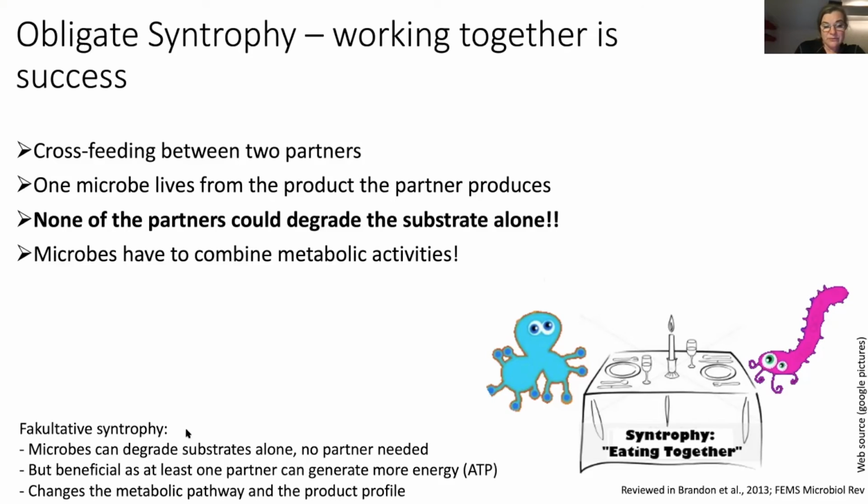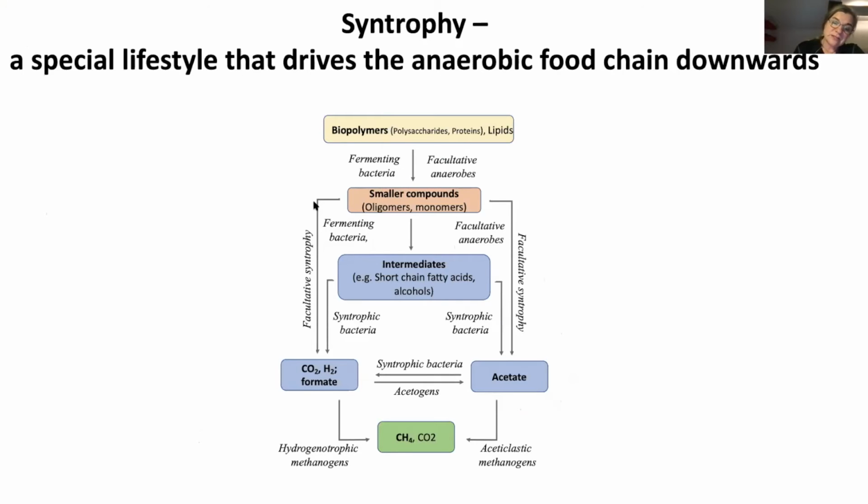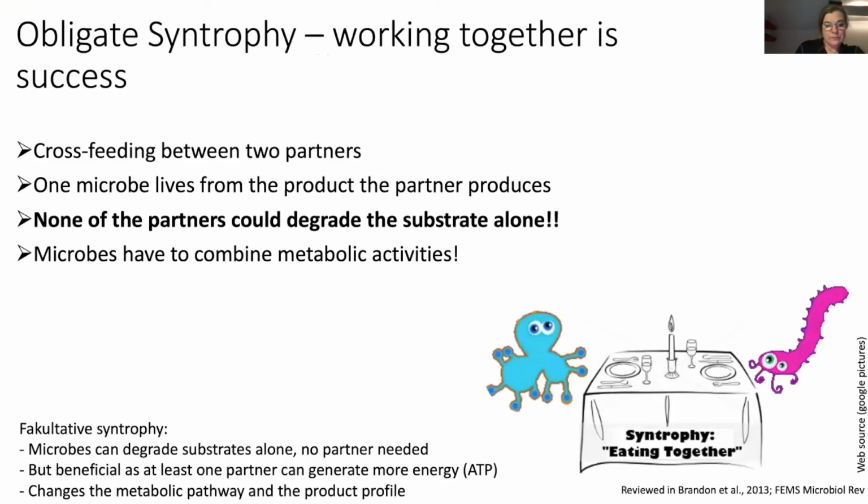Then we also have facultative syntrophy. I just want to mention it to make it complete. I go back here. The facultative syntrophy occurs here. It means that they can degrade a substrate alone, but they have a benefit when working together with other microorganisms. It means they can perform another way of metabolism that gives them more energy, and you also get other products than before. But we talk about obligate syntrophy here.